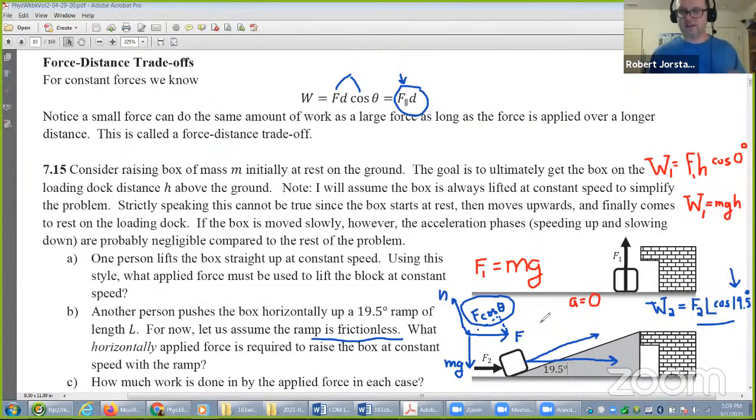Great. Now here's the crazy part. If you do all the math on this, set a equal to 0, and so on, work 2 happens to equal mgh.